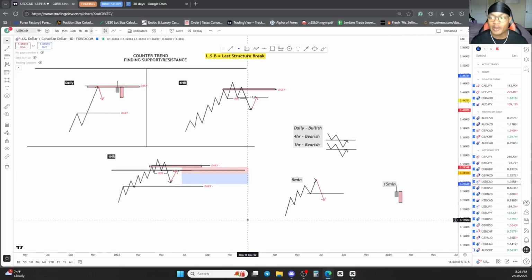Since we're using the 1 hour zone for our entry level, we use the 1 hour lows for our take profit. So now we're about to go into a previous trade. We're going to break down our previous trade, and we're going to show you all how to incorporate this into the live market. So give me a second.